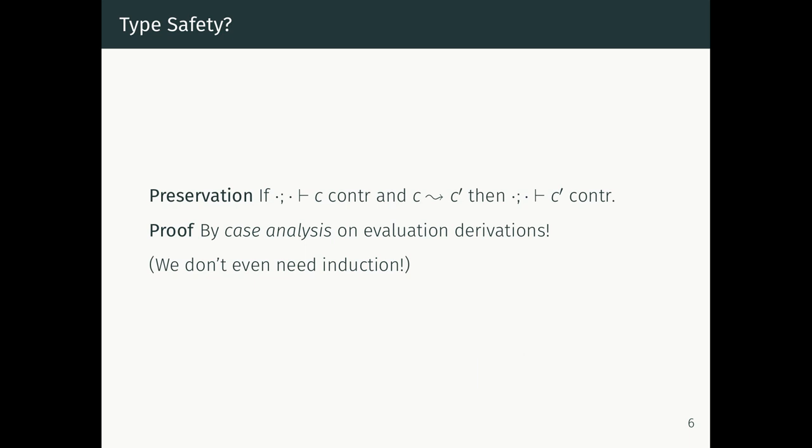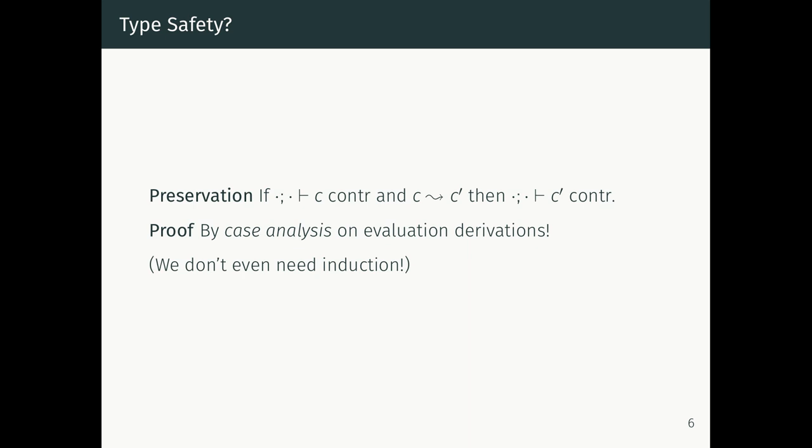So the first thing we'll want to check is type safety. And so the preservation proof is incredibly easy. The preservation proof is the thing that says that typing will be maintained. And here what we'll say is that if C is a closed contradiction and C simplifies to C prime, then C prime is still a contradiction. And the neat thing about this proof is we don't need induction to do it. Because all of these reduction rules are unconditional, we can just do a case analysis on them and the proof will work out just fine.